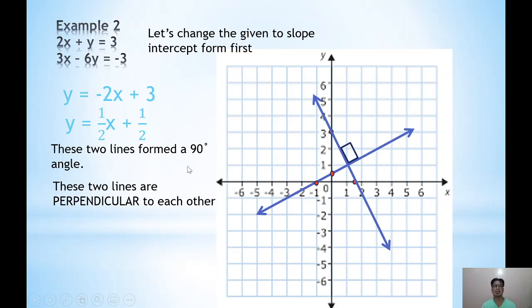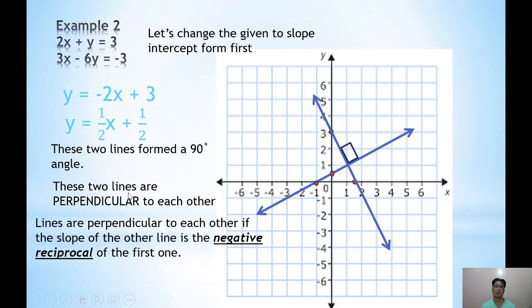Anong papansin natin sa parallel lines? Parehas ang slope nila. What about sa perpendicular? Lines are perpendicular to each other if the slope, so ang focus natin slope, is the negative reciprocal of the first one. Negative 2. Reciprocal, baliktarin yung numerator at denominator, magiging 1/2. Times negative. So kung negative ito, positive. Ayan.